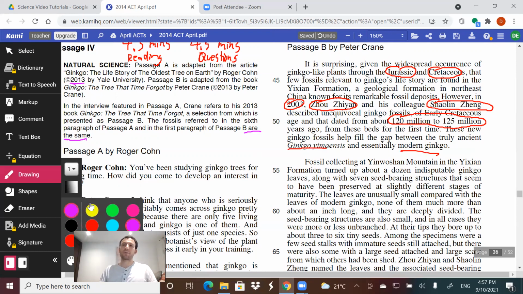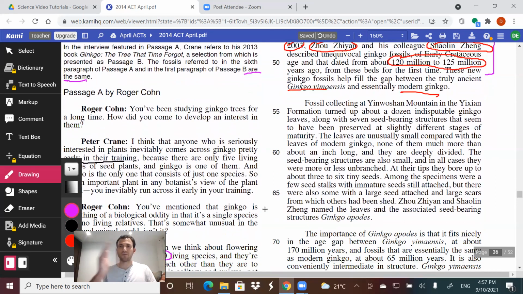So the key of this paragraph is that this group of researchers have found ginkgos that fill the gap between the modern ginkgo and the ancient ones that go back further. And we remember from the previous passage that the modern ginkgo is 65 million years to present. Okay, anyway.